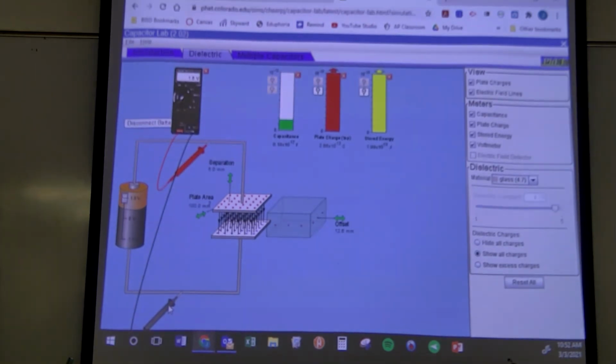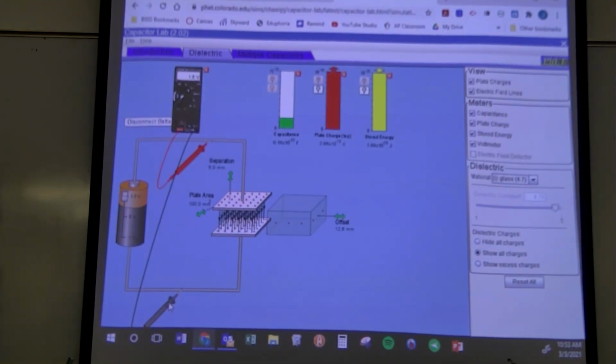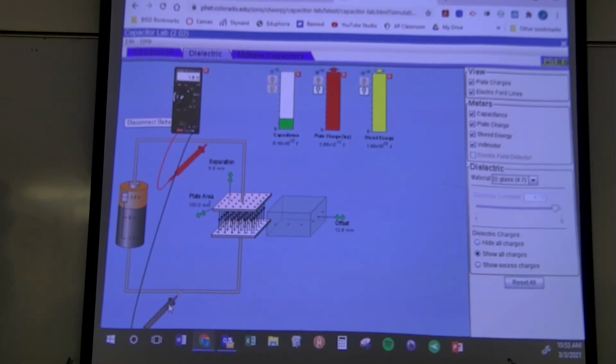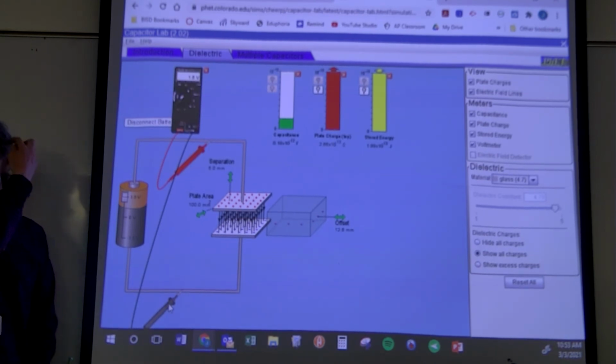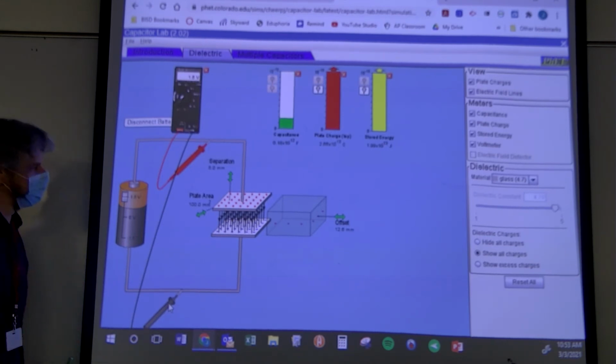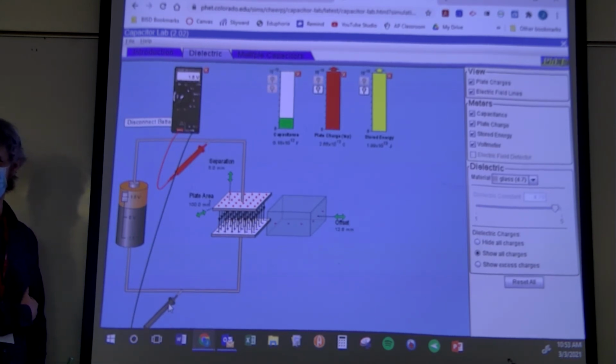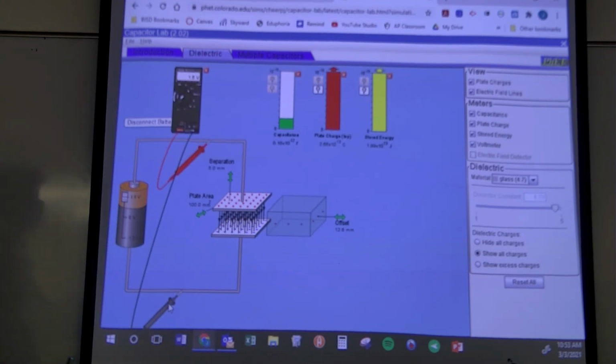Does the voltmeter affect the charge on the capacitor? When it's connected? No, the voltmeter is designed to have essentially infinite resistance, so no current, no charge will flow through the voltmeter. Good question. And how does that work if it has no resistance? We'll get into that when we study circuits. It's beyond the scope of this unit. I wouldn't say beyond the scope of this class. Analog voltmeters and ammeters that measure current definitely use electromagnetism.